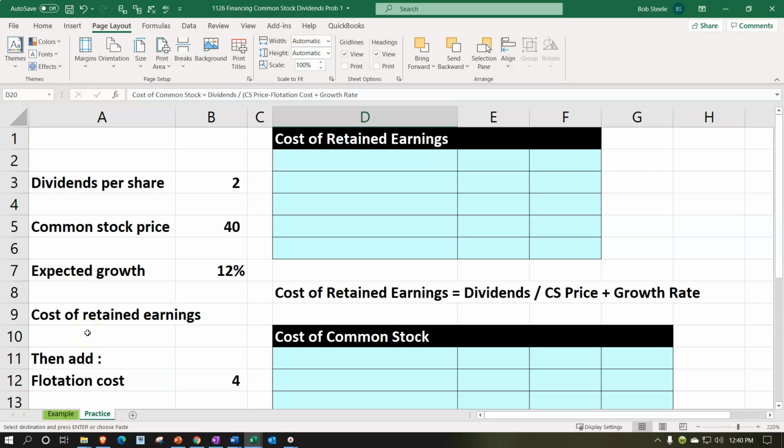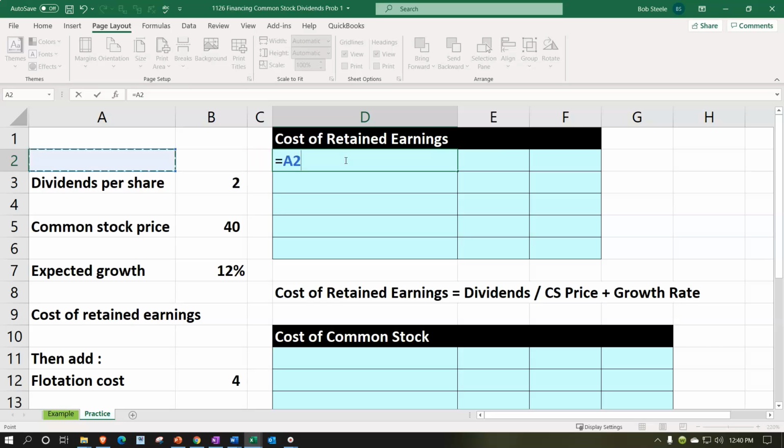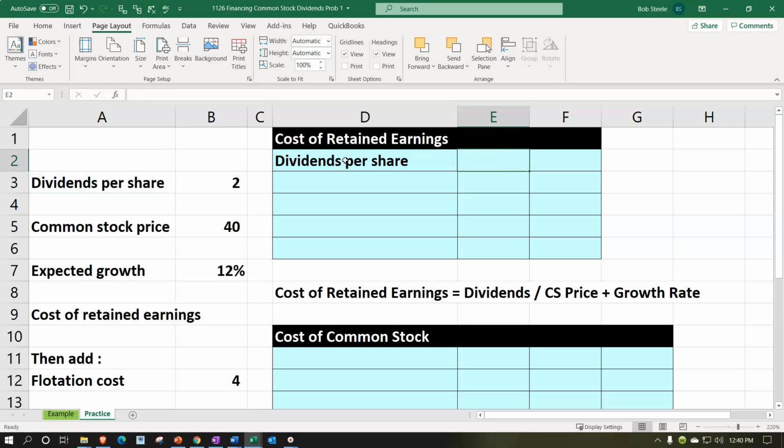Okay, so we want to look at this on a percentage basis. That's something that we can basically compare and contrast to some of our other options, such as the debt options. So to do that, let's say that we have the dividends per share. That's something that we're going to have to pay out. That's going to be a cost. So I'll pick up the dividends per share, which is going to be the $2.